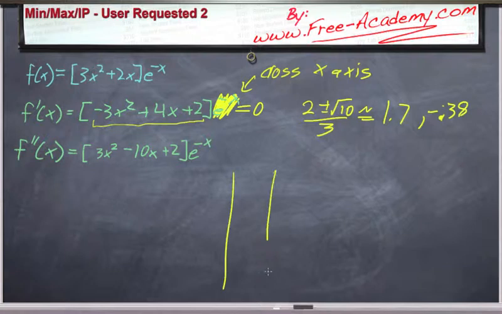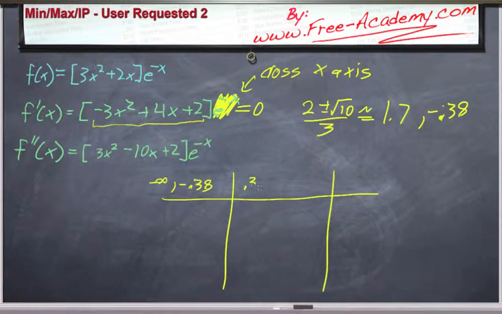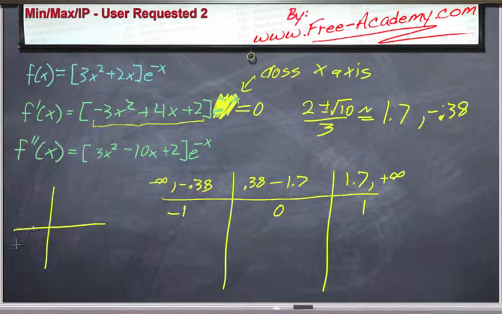So now we set up a table here. We're going to have an interval from negative infinity to negative 0.38, from negative 0.38 to 1.7, and from 1.7 to positive infinity. And we're going to pick just any number along each interval. The reason we do it is we're going to cross the x-axis here and here. This is negative 0.38, this is 1.7.